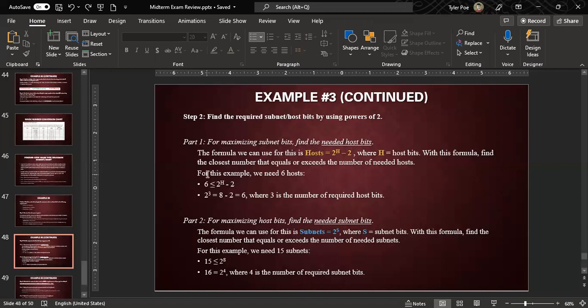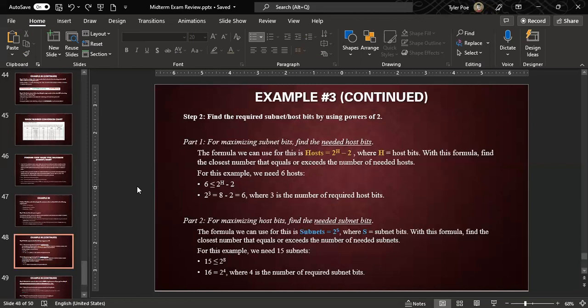But anyway, for these questions, we're just concerned with finding a number that equals or exceeds it, as close to the needed number of hosts as possible. So for example, we need 6 hosts. So we make this formula: 6 is less than or equal to 2 to the power of h minus 2.